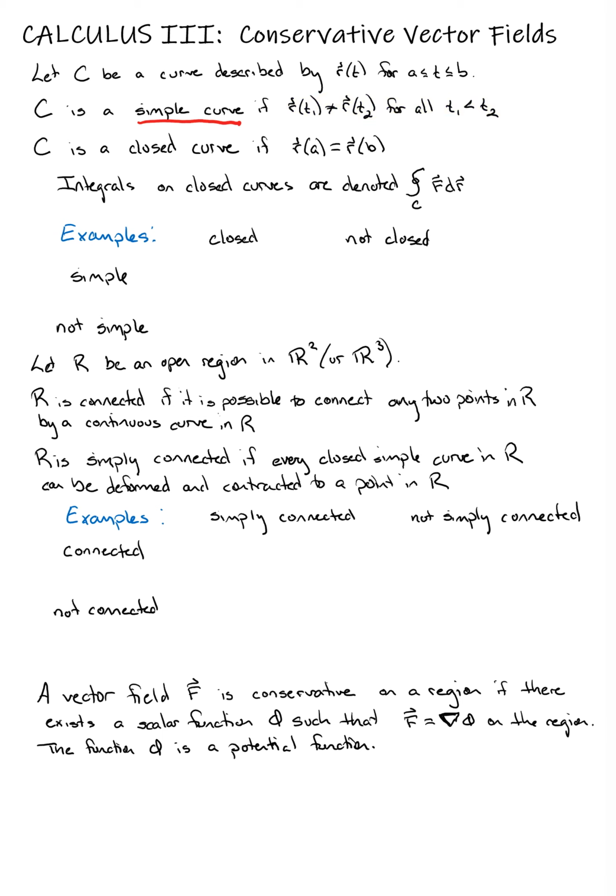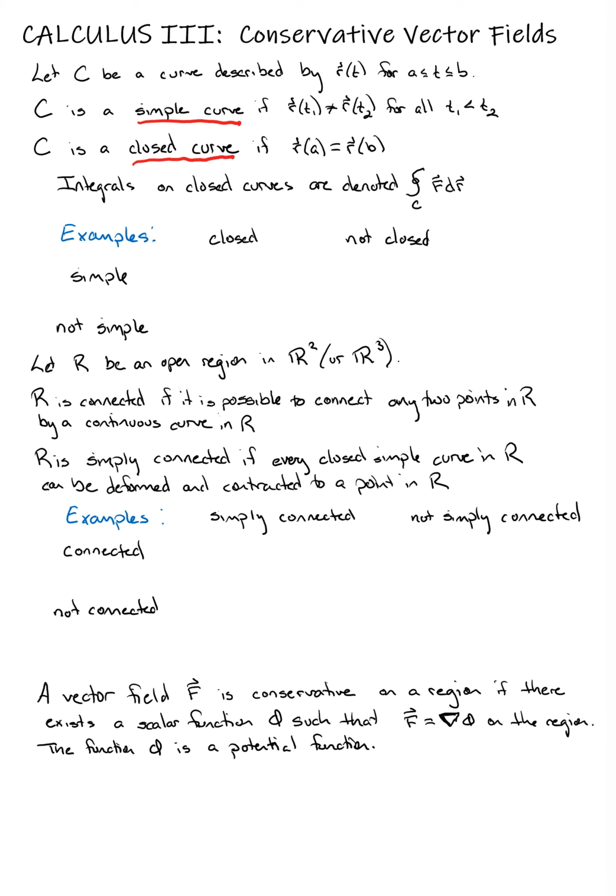Okay, we can say our curve is closed if r of a is equal to r of b. Remember, a and b are the endpoints of our interval, meaning the r value is the same at the beginning as it is at the end. Integrals on closed curves have a special notation. If we're going to integrate over a closed curve, our curve here is c. Notice we have that little circle before we write our integrand and the differential, F dr.